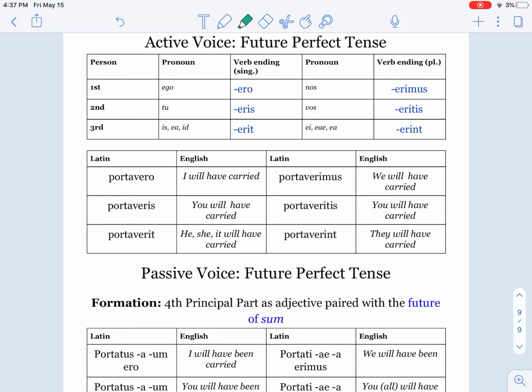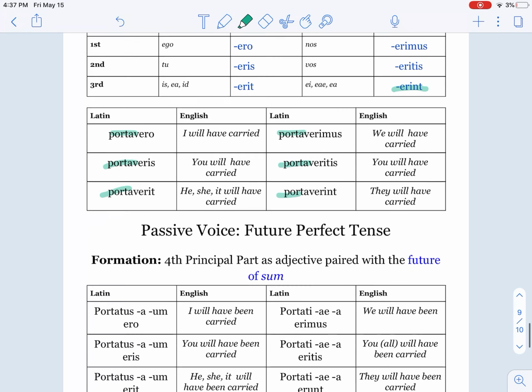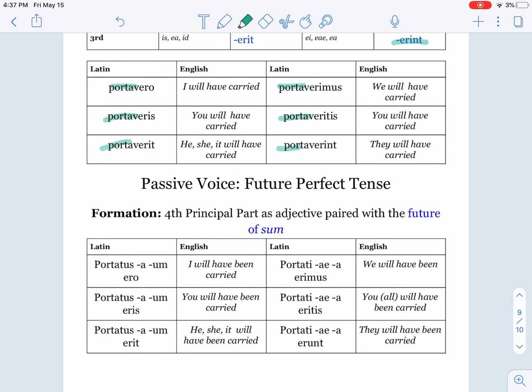For future perfect is this completed future action idea. So by the end of the day, I will have gone to school. By the end of the day, I will have cleaned the kitchen, something like that. So you're still going to use that perfect stem, portav, and you're going to add almost the future of sum, but note that it's erint instead of erunt. So ero, eris, erit, erimus, eritis, erint are the future perfect active endings. And then the future perfect passive is super easy because you're just using that fourth principal part as an adjective, joining it with a form, the future form of sum.